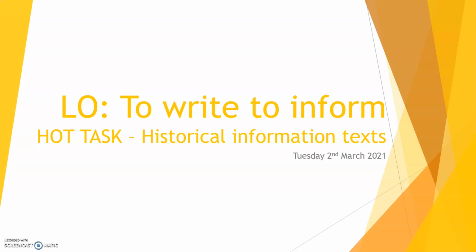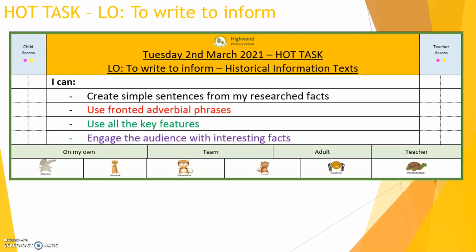Today we're starting off our hot task. It will go through today's lesson and Thursday's lesson as well. We're learning to write to inform. Remember, this is all about a historical information text. Let's remind ourselves of the success criteria. They're exactly the same as yesterday, but now they're a hot task. They've got that lovely orangey mustard colour at the top of them.